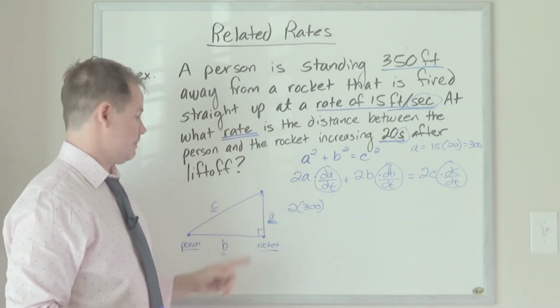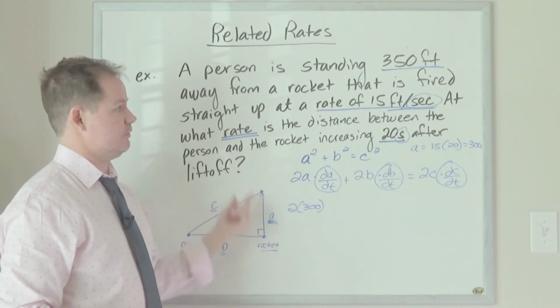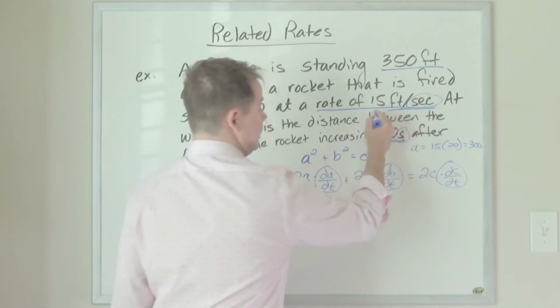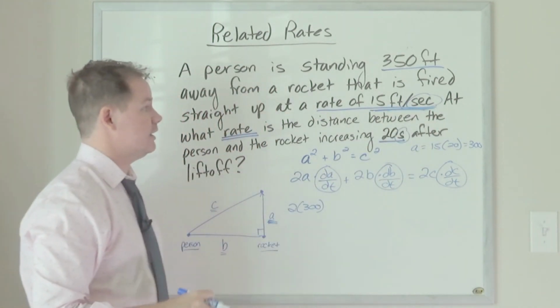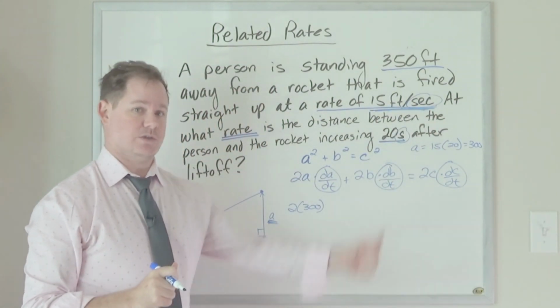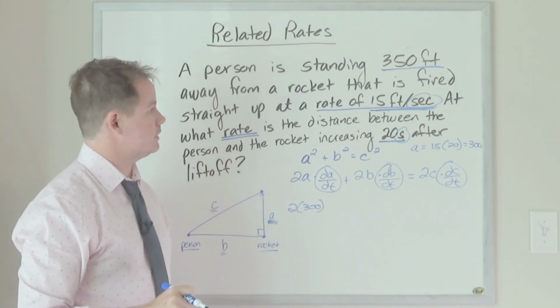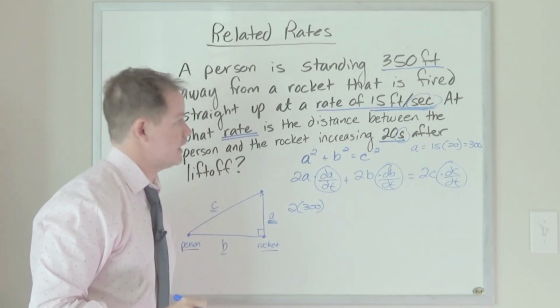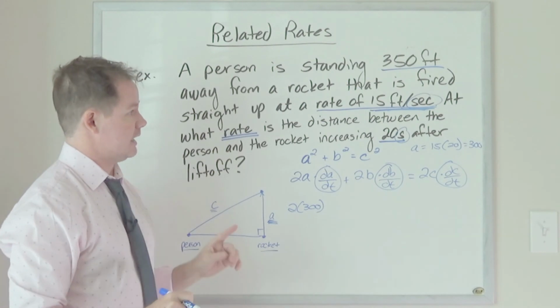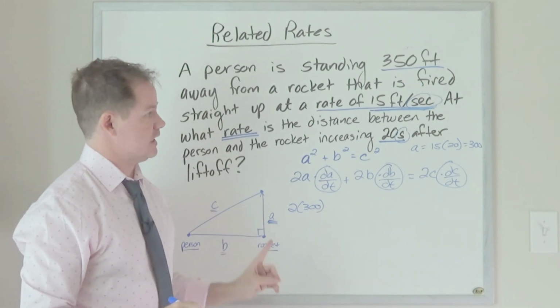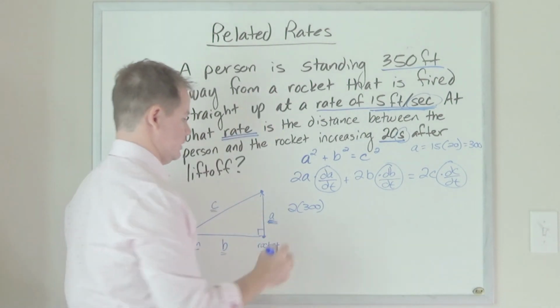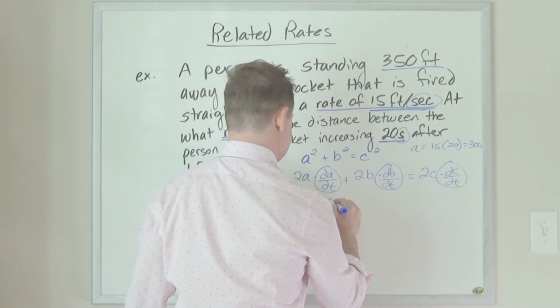dA/dt, so how fast is that rocket moving upwards? This they give us right in the question. That's that rate of 15 feet per second. That is the rate of change of the height of the rocket as it is fired straight upwards, as the rocket moves in an upward direction. So that is going to be 15.